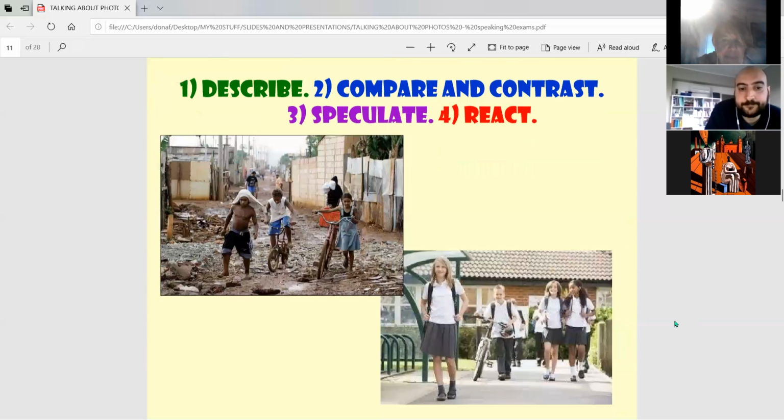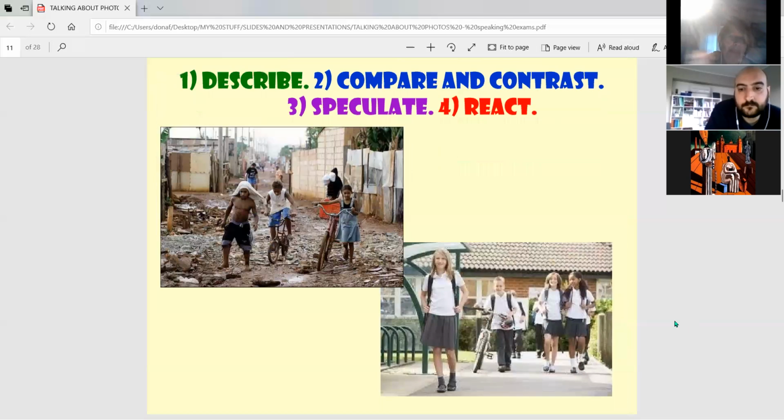Okay, Marta. So these two pictures are really different. Because there are both groups of young people, but in the left one, they are probably some kids in some country like Africa, a very poor country, because they aren't going to school. They are probably going to work.